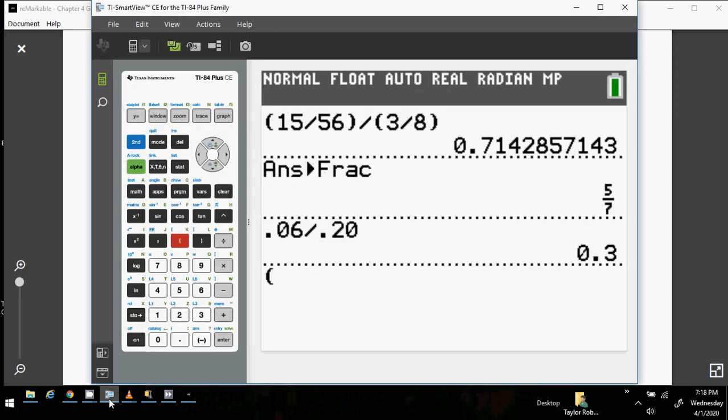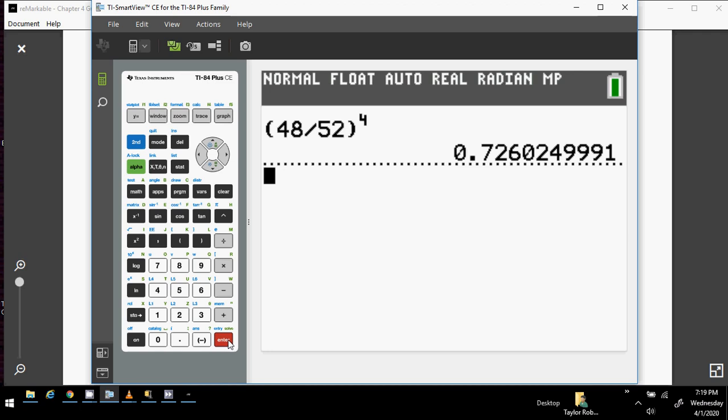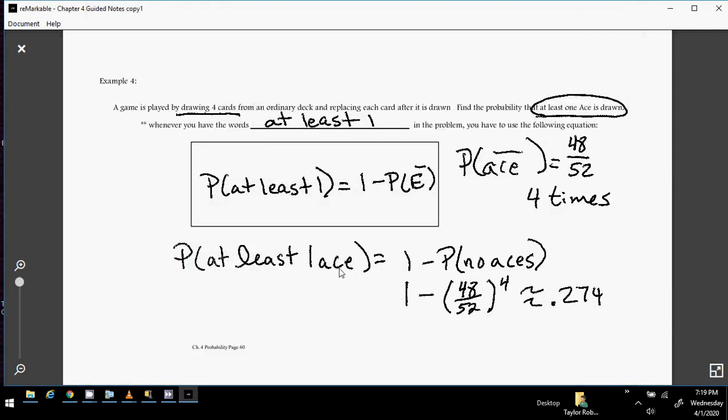So I'm going to do that. 48 out of 52, and then I'm going to raise that to the 4th power. Now remember, that's not our answer because I want to do 1 minus 0.726. And that would be close to our answer. So we're going to do 1 minus that, and we get 0.274. Okay, so that's how you do at least one problems.